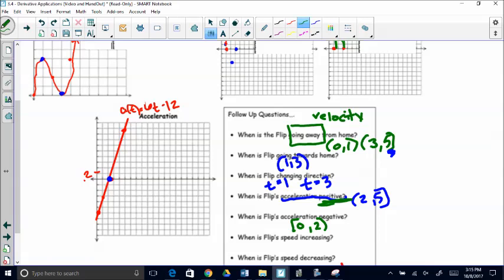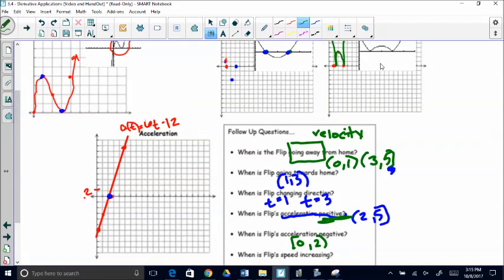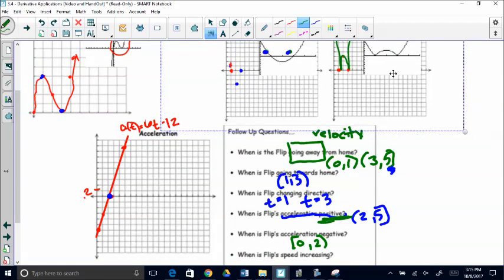So when is his speed increasing? So for speed increasing, we need the speed function. I'm going to just drag it down here so it's in my window. Oh, maybe I'm not going to do that. So speed increasing is anytime the speed is going up. So you see the speed's going up from 1 to 2, and also from 3 to 5, or from 3 to infinity, depending on what you think that endpoint is.